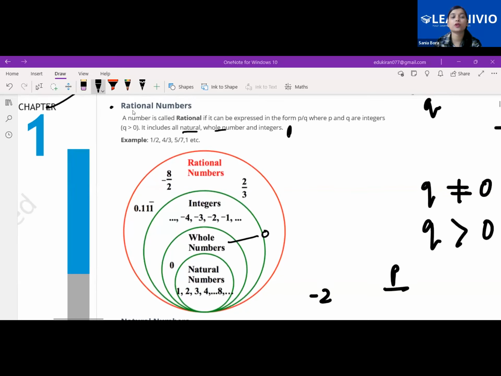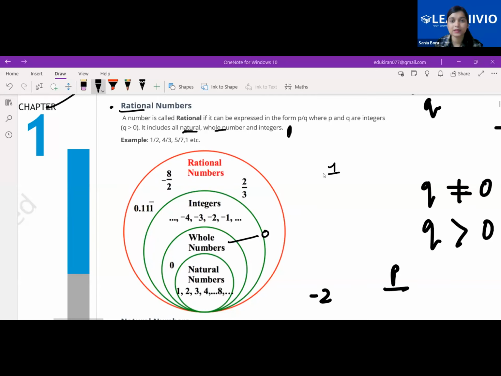Yes, ma'am. First of all, what you will write: rational numbers. A number is called rational if it is expressed or written in p upon q form, where p and q are integers. It includes natural, whole and integers as well. So we will quickly write this down. For example, 1 is a natural number. So is 1 a rational number as well?